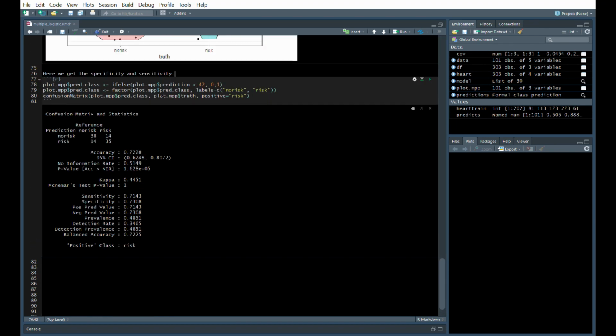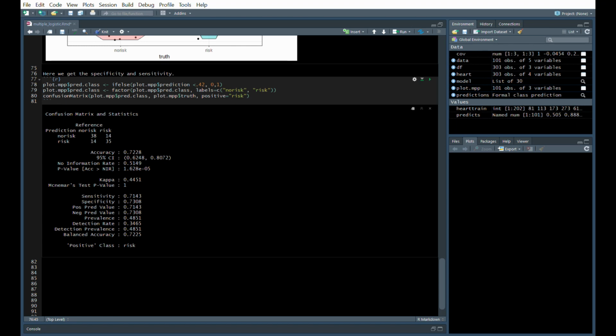So remember, we do this by taking the cutoff point and making our predictions 0 or 1 based on whether they are less than the cutoff point or greater than the cutoff point. Then we change these zeros and ones into no risk and risk just to make it easier to read. And then we make a confusion matrix with the positive being risk. So it looks like our model is actually more accurate. I think the previous one had a 0.58 accuracy, and this one has a 0.72 accuracy. The sensitivity and the specificity are very close, which is what we want. They're both more than 70%. So this looks like a very accurate model.